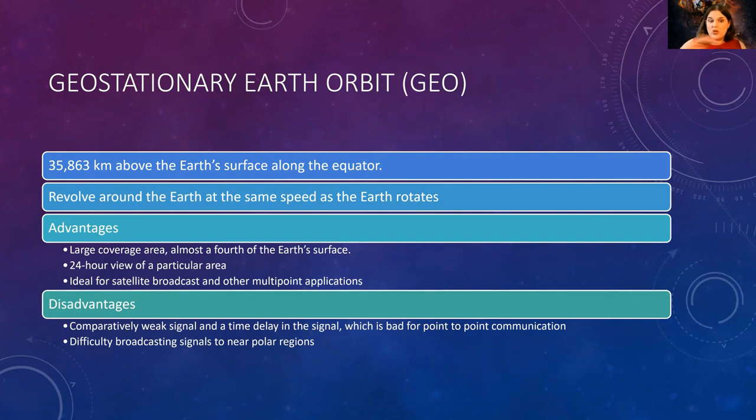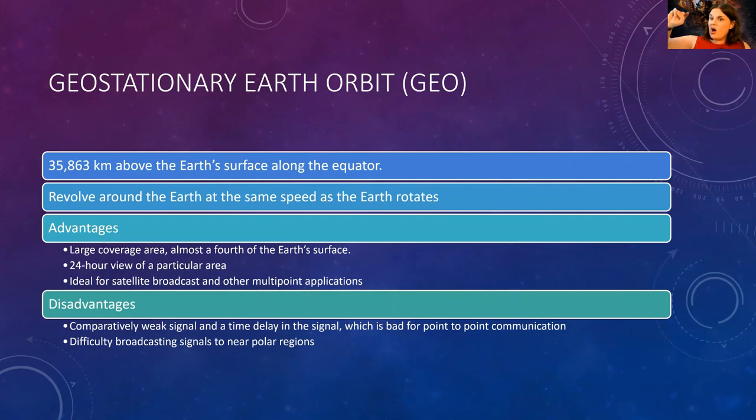So you basically have a 24-hour view of one particular area. It stays in that one position. And since it has a large covered area, it can almost cover a quarter of the Earth's surface, which is really helpful. It's ideal for satellite broadcasts and other multi-point applications.